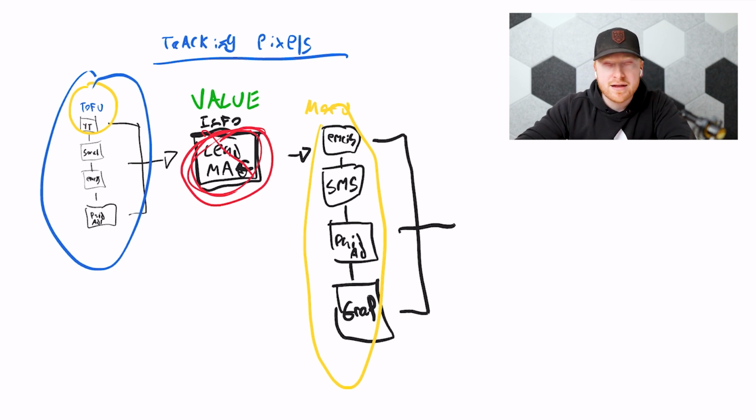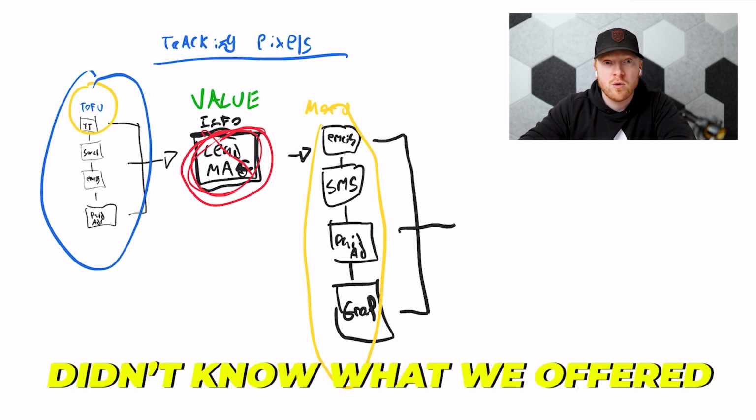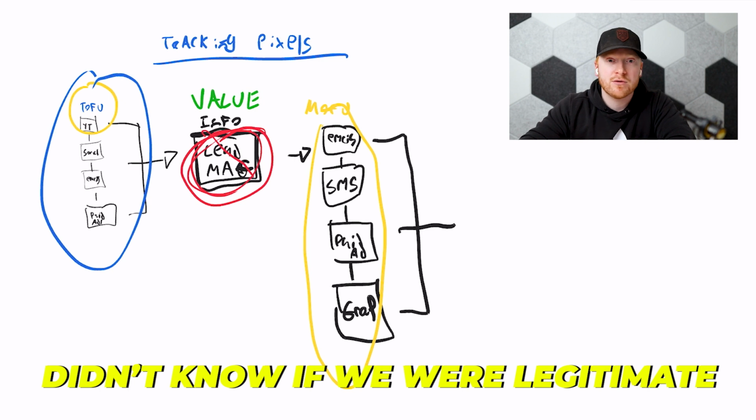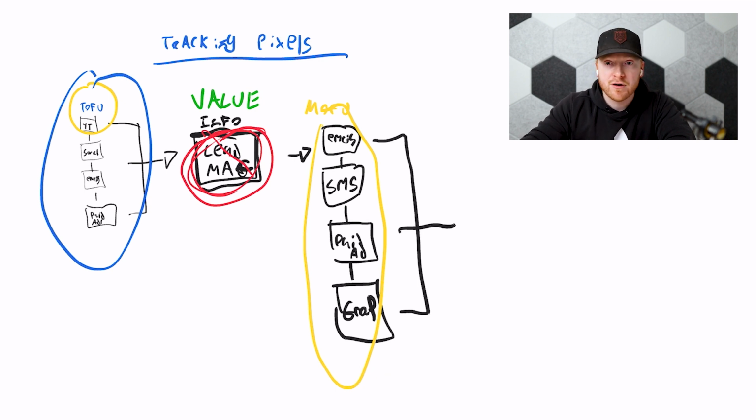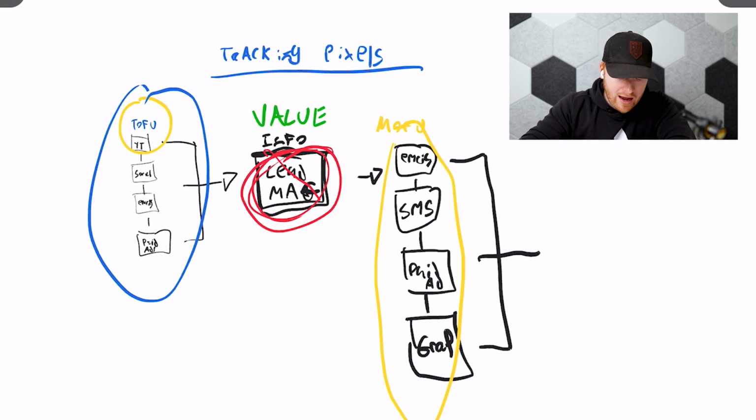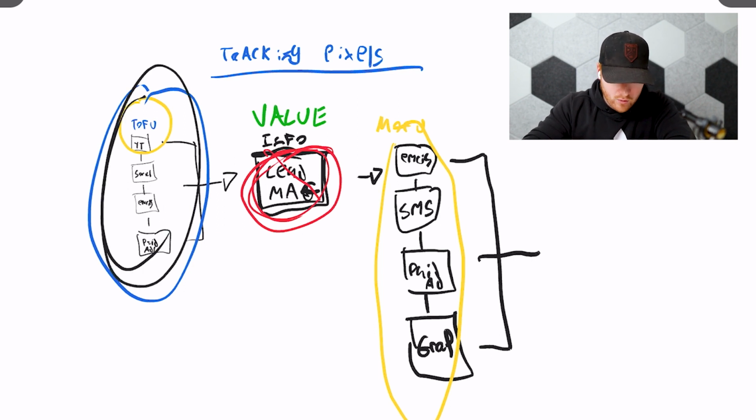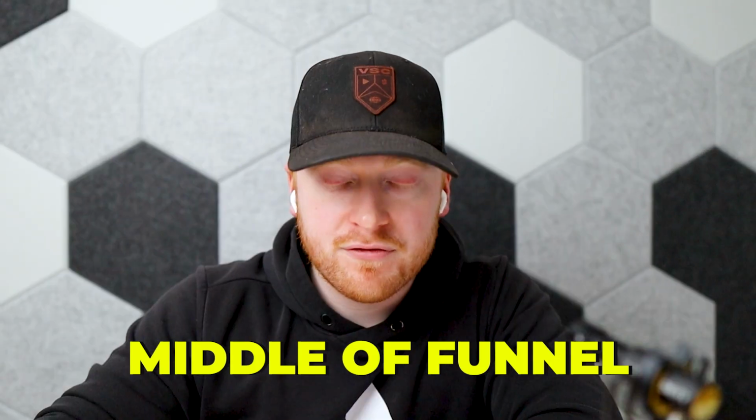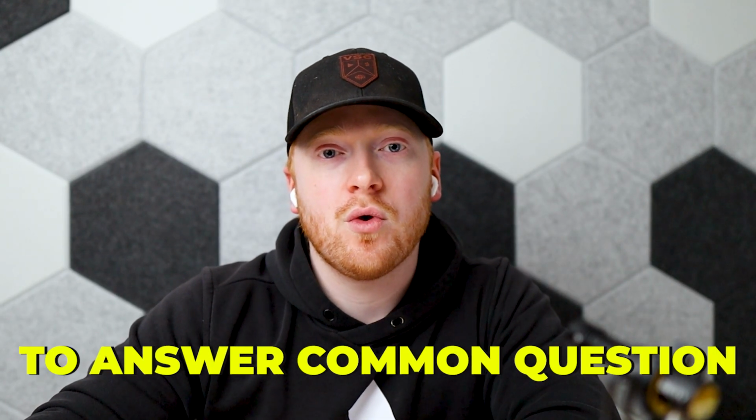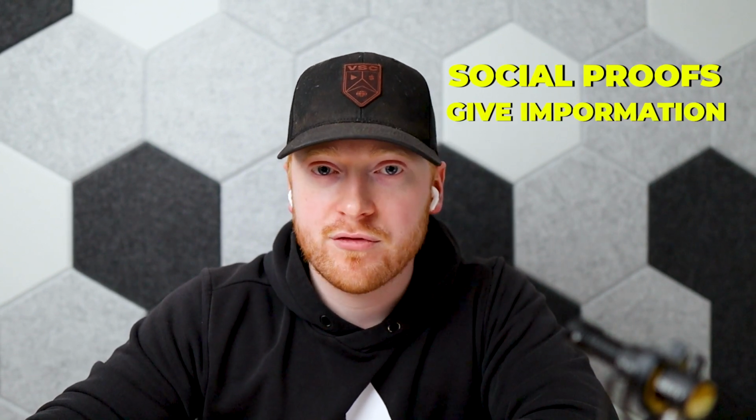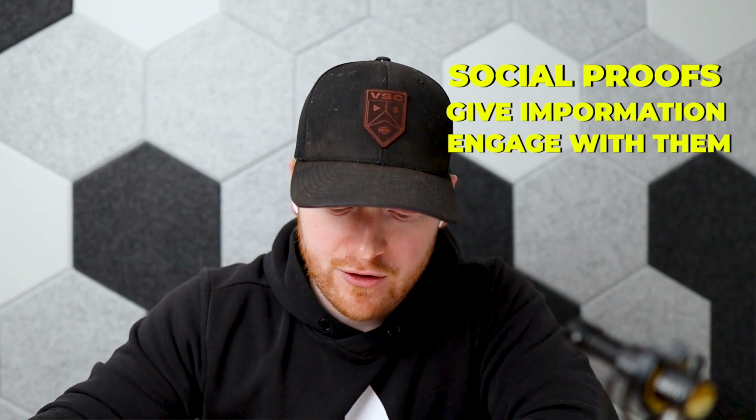Because in top of funnel, they'd never heard of us. They didn't know what we did, they didn't know what we offered, they didn't know if we were legitimate, if we were just a scam or a guru, whatever. We hadn't given them any value. So we have to talk to them much differently here in top of funnel than we do here in middle of funnel. So middle of funnel is a great way to answer common questions, show them social proof, give them more information, engage with them further, etc.